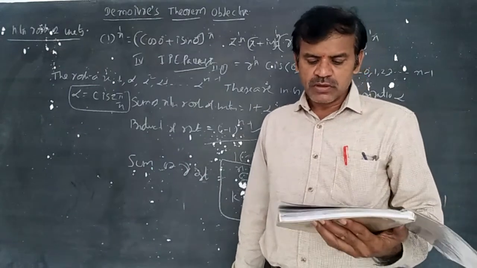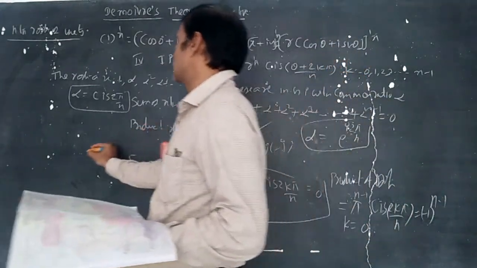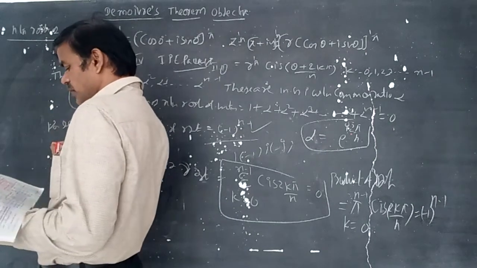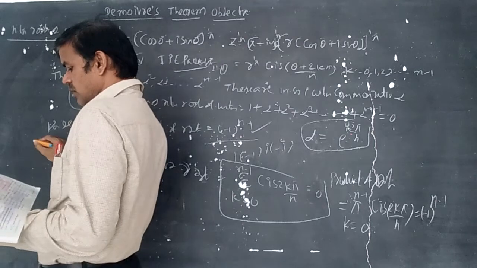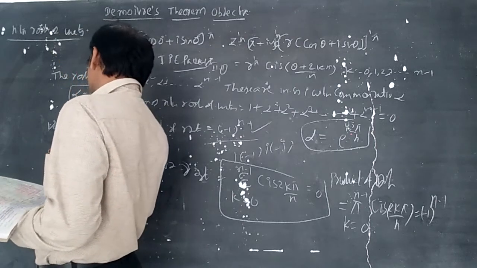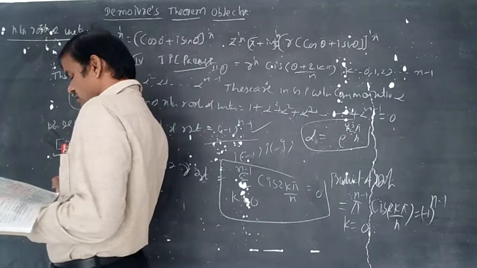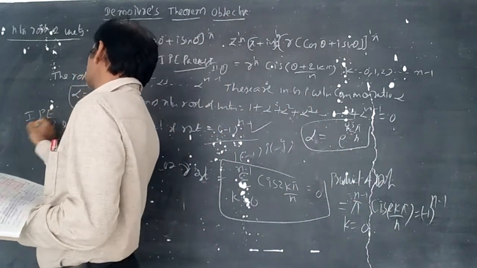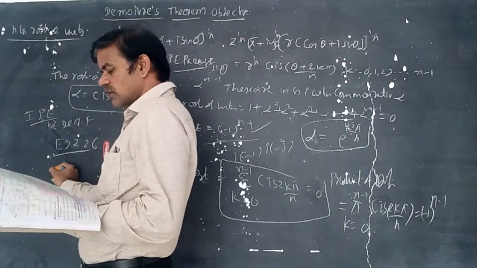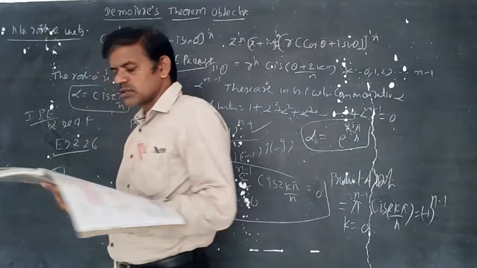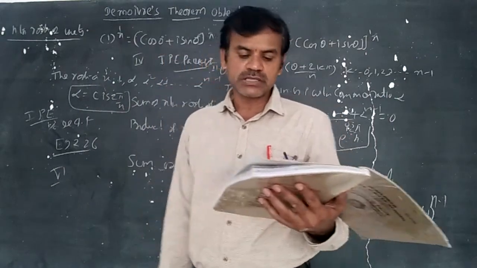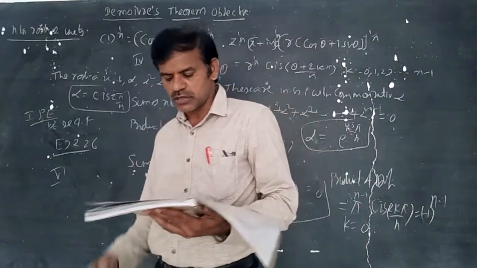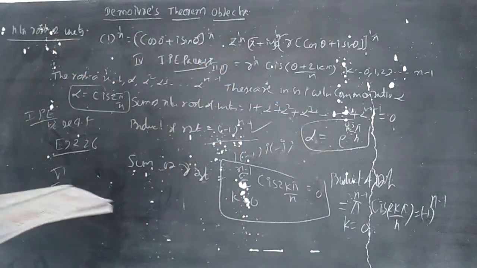Next one. In IPE, open page number 44. See the formula. Example 2.2.6 is there. See page number 44 in IPE. To get the formula here, the sixth question. Here the sixth formula: the modulus of each nth root of unity is 1, and all the nth roots lie on a unit circle.